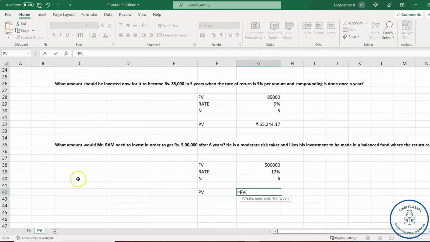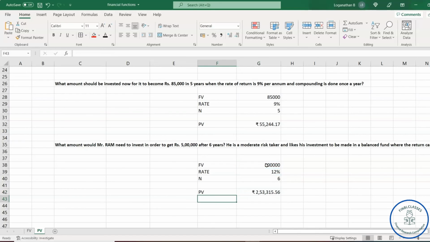So for PV, the rate is 12%. I'll select the 12% rate, comma, and the number of years is 6. Then the annuity is 0. Then we have to enter the future value, which is the 5 lakh. So I select the 5 lakh, close the bracket and enter. I'll be getting 2,53,315. If this amount is invested, then you'll be getting 5 lakh after 6 years at the rate of 12%.